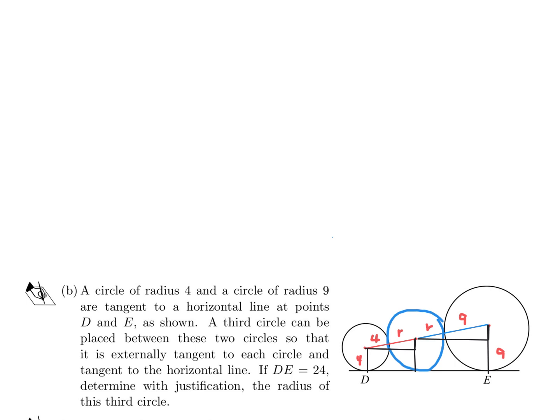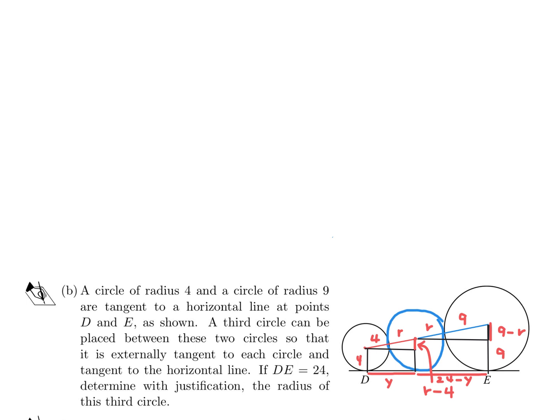So what I'm interested in first is this segment, which is going to be 9 minus R. And then this segment here, which is going to be R minus 4. And then D to E, they told me is 24. So from D to here, I'm going to call that Y for now, and from here to here, that's going to be 24 minus Y. I think that should be it for the measurements.